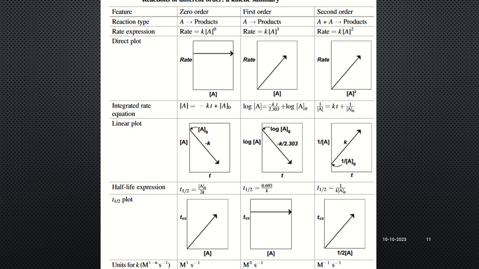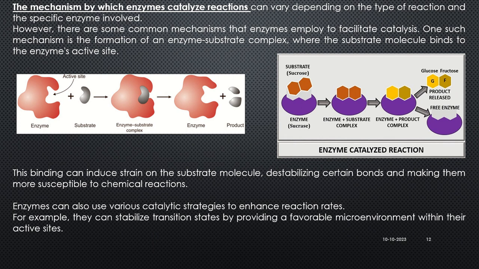Now we will start the primary things. As I said, what is that? Tell me which point. Mechanism, specificity and elasticity mechanism. Mechanism by which enzymes catalyze reactions. The mechanism can vary depending upon the type of reaction and the specificity of the enzyme involved. However, there are some common mechanisms that enzymes employ to facilitate catalysis.